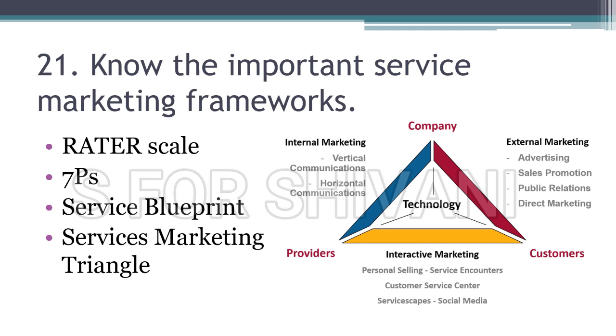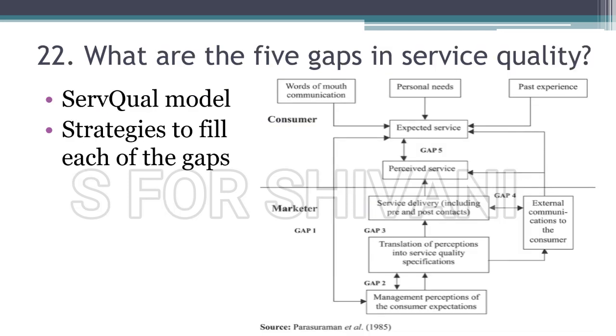each stage. And lastly, there is a service marketing triangle which you can see on the screen. It basically has 3 points: company, providers and customers, and then how they interact with each other through different kinds of marketing. Question 22. What are the 5 gaps in service quality? So this is the most asked question in service marketing. Read about the ServQual model, read about the 5 gaps and what they mean and how they can be filled.